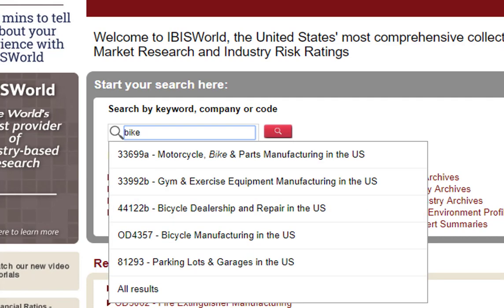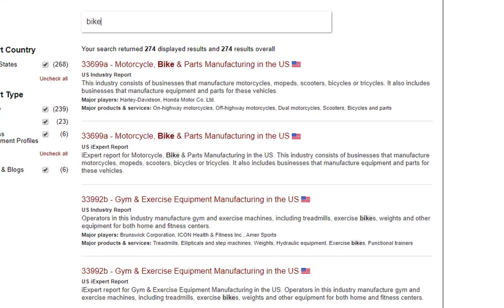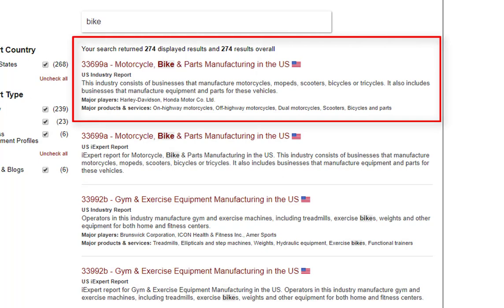I'm doing this because I do know from some previous research that mountain biking itself is not an industry. What you will get is a list of resources that relate directly to bikes. You'll see this top one is motorcycle, bike, and parts manufacturing. That is the official industry that bike manufacturing falls into. By official, I mean the industry as defined by the government and in the North American Industrial Classification System. That can come in useful when looking in other resources. They may classify industry information directly related to that industry.